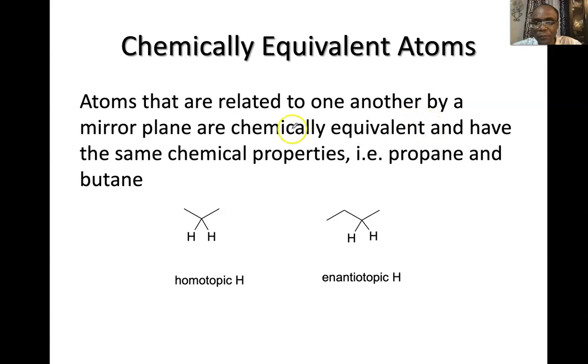Now, atoms that are related to one another by a mirror plane are chemically equivalent and have the same chemical properties. In fact, for hydrogens, if hydrogens have the same neighbors, for example here, those hydrogens are said to be homotopic. They're one and the same. But here, these two hydrogens have different neighbors. The hydrogen to the left is neighbored by an ethyl, the hydrogen to the right is neighbored by a methyl. So those are called enantiotopic hydrogens.